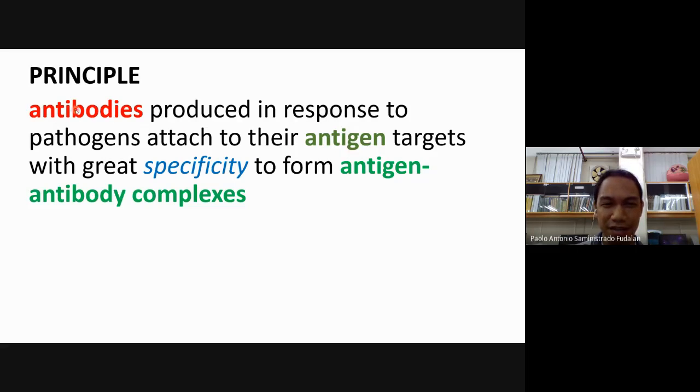These antibodies are very specific. For example, if the antigen that entered your body is a SARS-CoV-2 virus, then your body will make an antibody only for the SARS-CoV-2 virus. If another virus, say SARS-CoV-3, will invade your body, then your body will not be able to do anything about that yet because you still haven't created the antibodies for that new virus. So this is very specific and it binds to the antigen.